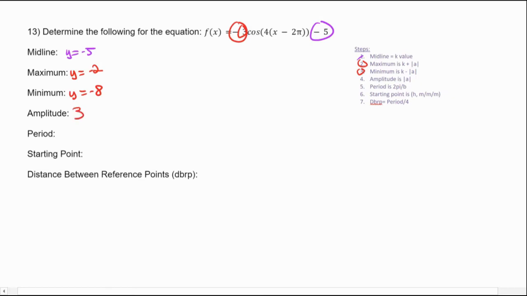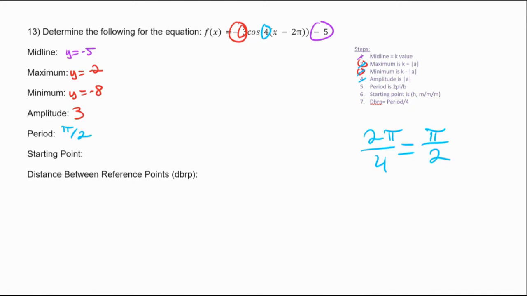The period, and here's where we get into a little bit of math. So we finished 2, 3, and 4. Period is 2 pi over b. My b value here is 4. So 2 pi over 4. If I were to simplify that, I get pi over 2. So my period is just pi over 2.